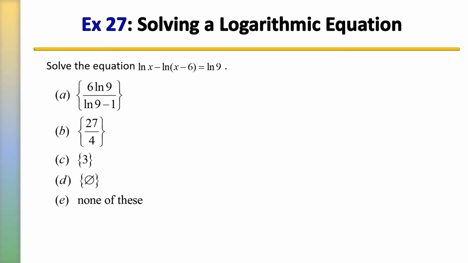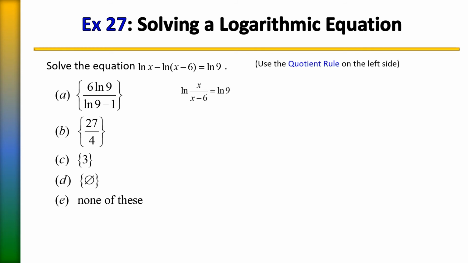In this example, we're going to solve a logarithmic equation. Solve the natural log of x minus the natural log of x minus 6 equals the natural log of 9. So first, we're going to rewrite the left side as one single logarithm, because notice here we have one log, take away another. We can use the quotient property and rewrite it as the natural log of x over x minus 6 equals the natural log of 9.